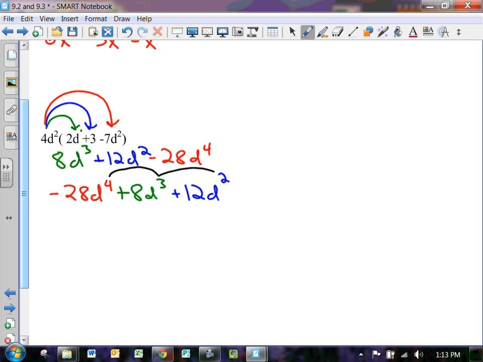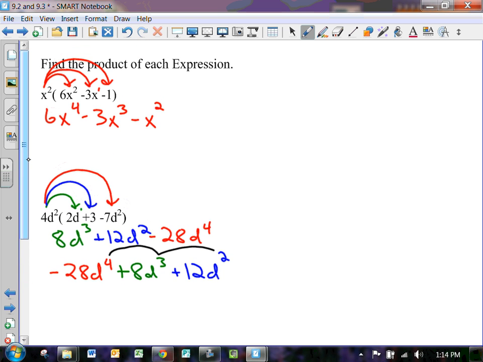Now I didn't mention that in our top one, because they already were that way: 4, 3, 2. So make sure you're ordering those as best you can. Descending order is always a big piece of it. So that's just multiplying basic ones.